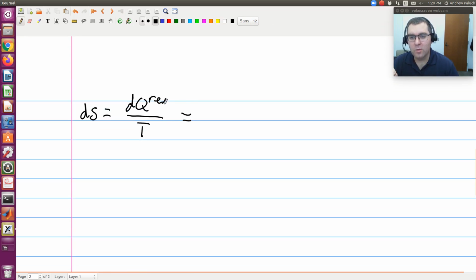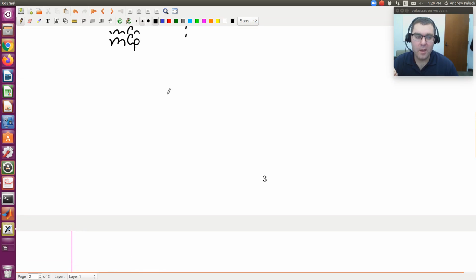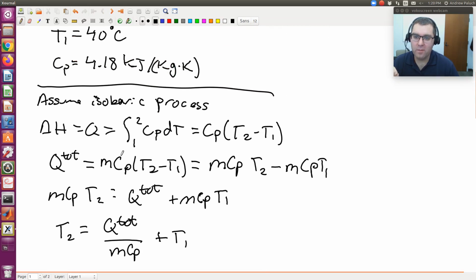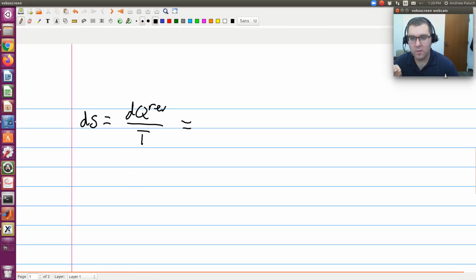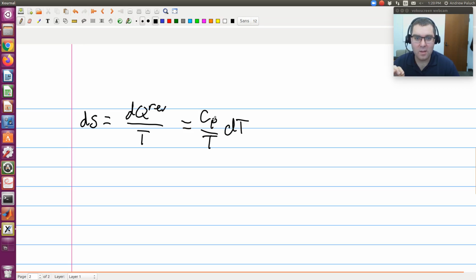But if I think of dq reversible here, what I'm going to plug in is, if I go back up to my first law balance for an isobaric process in its differential form, I would get the dq, so I'd get the dH is equal to dq, which in this case would be equal to Cp dT. So the differential of dq over T is going to be Cp over T times dT.